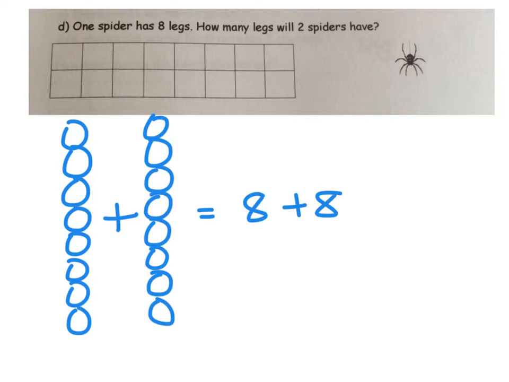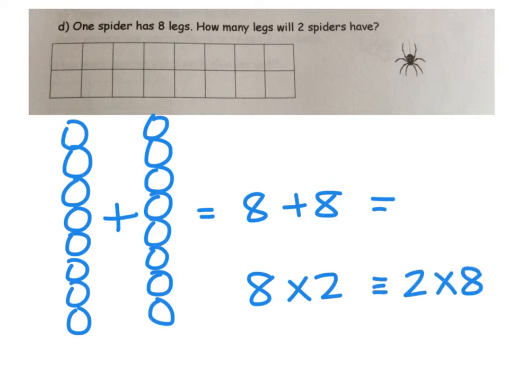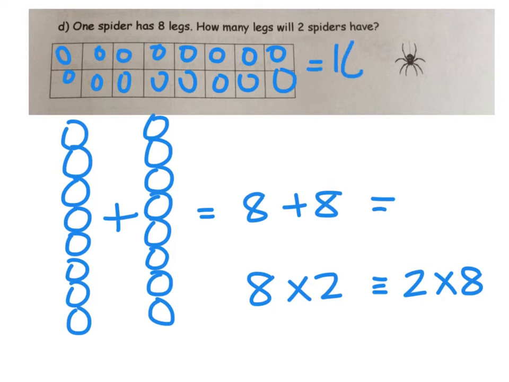But you can actually use your 2 times table for this too, because 8 and 8 is the same as 8 2 times, which is the same value as 2 8 times. So if you can do 2 times 8, so that's 2, 4, 6, 8, 10, 12, 14, 16. And 8 and 8, as you can see, is 16. So again, that's really useful, that commutative law, for using your 2 times table to help you with times tables that you haven't learnt yet, like the 8 times table.